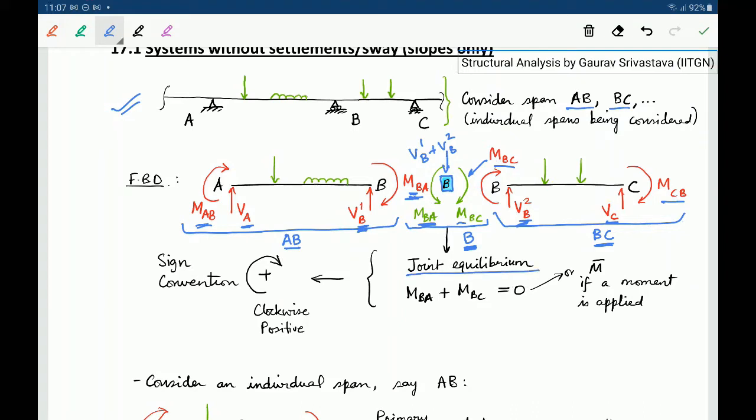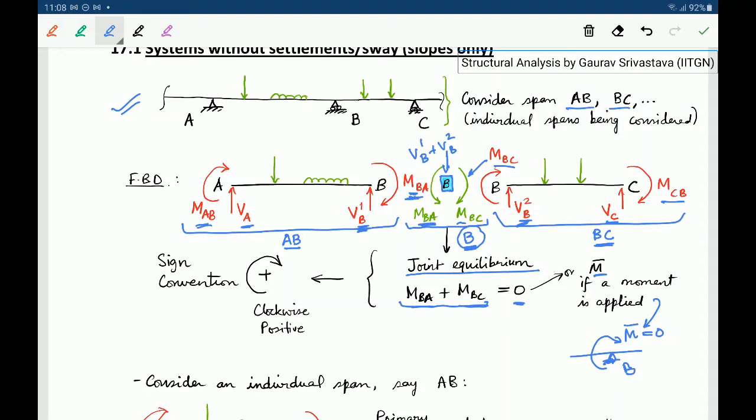In slope deflection, we will repeatedly write the joint equilibrium equation. In this case, point B has to be in moment equilibrium, and since there is no applied moment on the joint, it is simple. If there was an applied moment M bar on joint B, then MBA plus MBC, which is the total moment of the joint, should have been equal to M bar. And if this M bar is equal to 0, then the total moment of joint B should be equal to 0 for moment equilibrium.